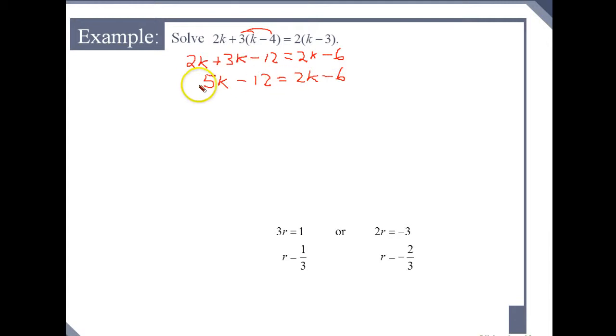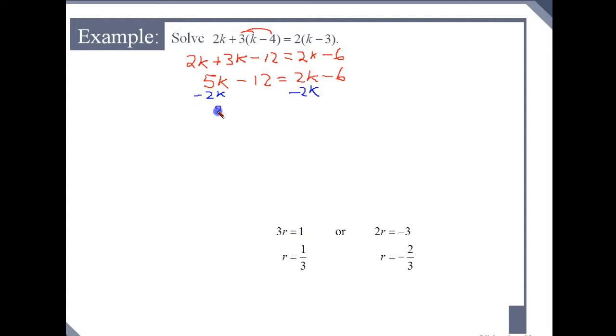And this is sort of a general intermediate step that you're going to have. That is, you have a variable, a term, a constant, a variable, a constant. Now we want to get all the variables on one side. So I'm going to subtract 2k from this side. I'm going to subtract 2k from this side.